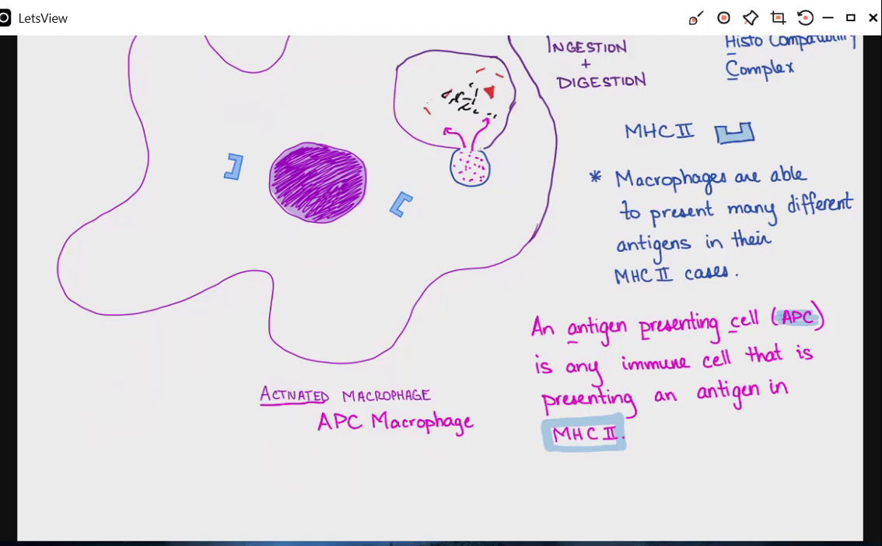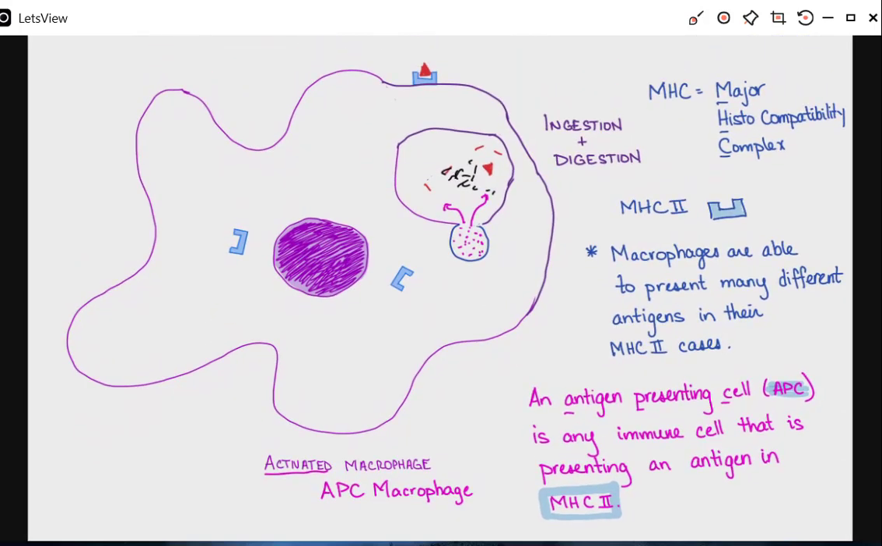MHC II is a trophy case, and an immune cell that has conquered, phagocytosed, digested, and is displaying the antigen as a trophy, that is an antigen-presenting cell. So which immune cells are capable of being antigen-presenting? Is it all of them? No. Macrophages, B cells, and another type of cell that we're not covering called a dendritic cell are the only antigen-presenting cells in the body. So for our purposes, it's just macrophages and B cells.